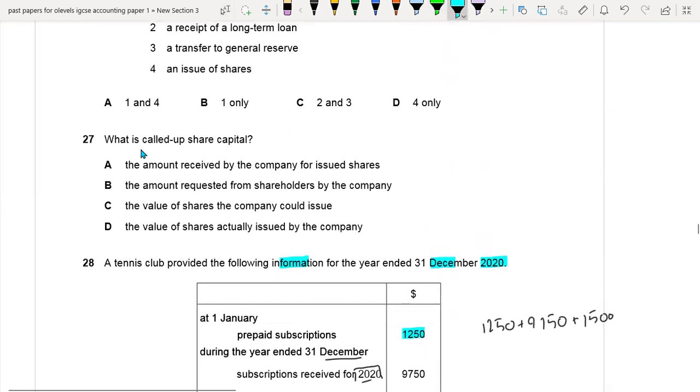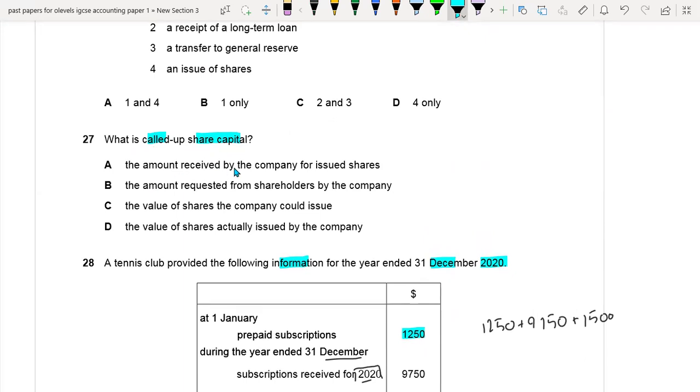So the next question, 27. What is called up share capital? Just remember that called up share capital means that once our shareholders purchase our shares, but maybe they didn't pay us any single penny, we will be calling them to pay their amount for what they have purchased. They have to pay us the total amount of their purchased shares. So this is the called up capital.